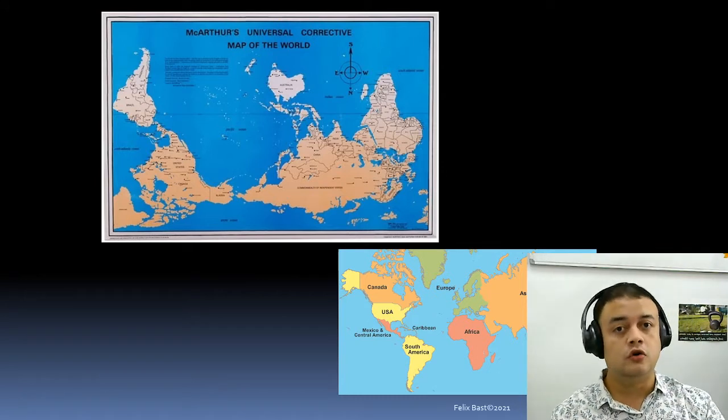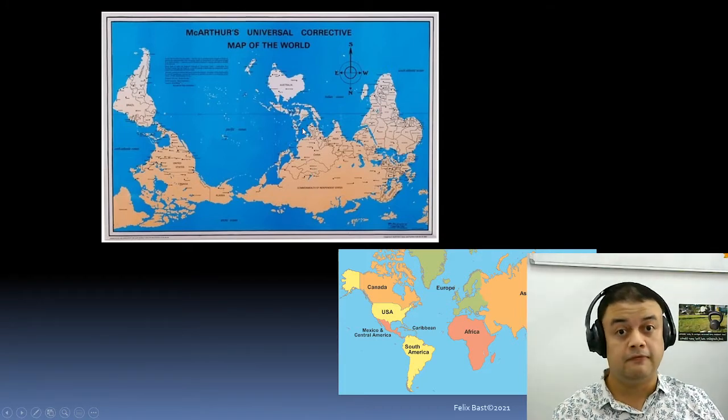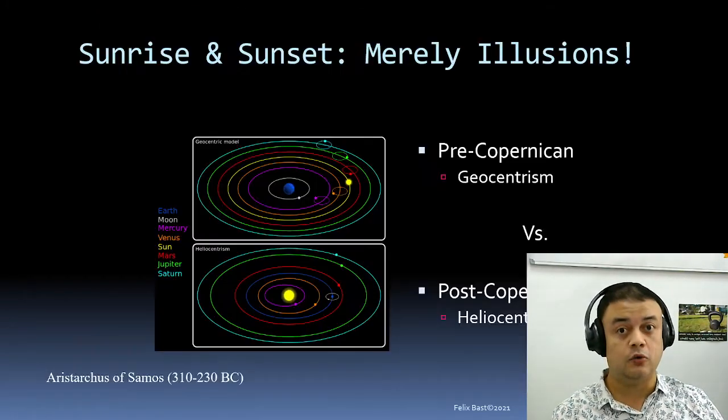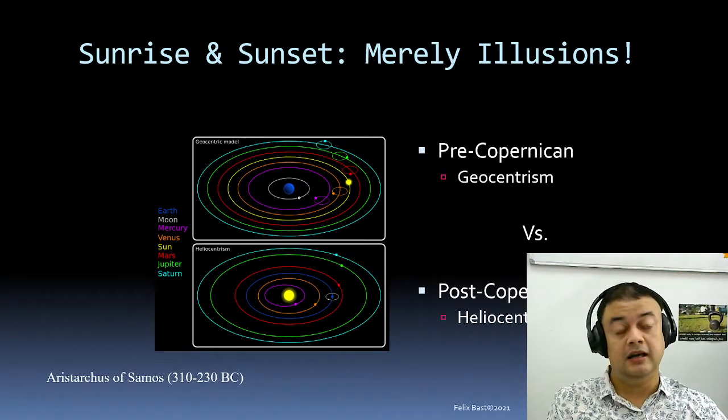So north or south or east or west doesn't make any sense. North, you know, this is south up. South up is also perfectly fine. Scientifically, it's accurate. So sunrise and sunset are nothing but merely illusions. But we never knew that.